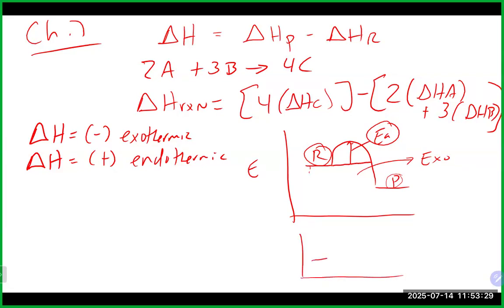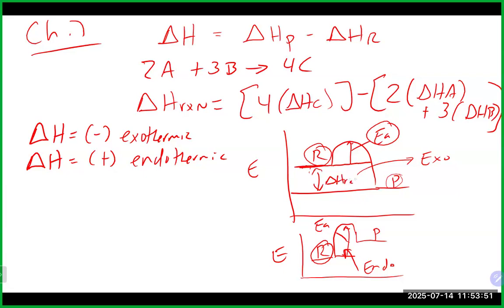For our endothermic type of diagram, it looks a little bit different. Reactants are lower in energy than the products. So energy has to be put in, and it's endothermic. And again, this would be our activation energy in this case. Remember, it is the difference between the energy of the reactants and the energy of the products that is the delta H that we calculated.